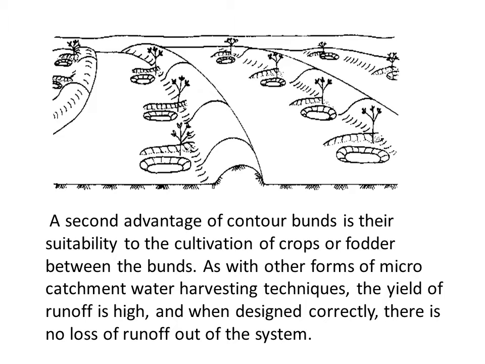A second advantage of contour bunds is their suitability to the cultivation of crops or fodder between the bunds. So sometimes you can cultivate the area in between the bunds also. As with other forms of microcatchment water harvesting techniques, the yield of the runoff is high, and when designed correctly, there is no loss of runoff out of the system. So this is a system where losses to runoff can be restricted.